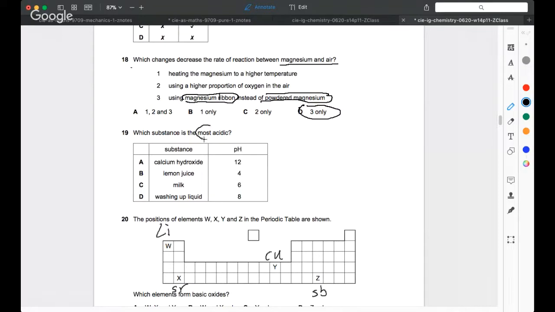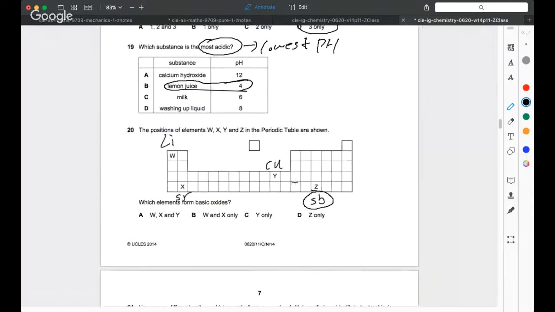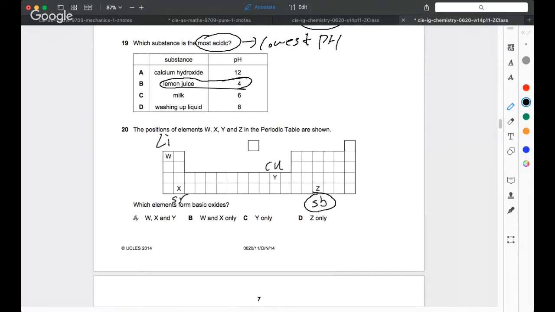Number 19. Most acidic would be the lowest pH. This one has the lowest pH, so lemon juice is the most acidic. Number 20. You need to cross-check with your periodic table and find which elements are W, X, Y, and Z. After you find out the elements, Sb is the only element which does not form a basic oxide. So the answer for this will be A.